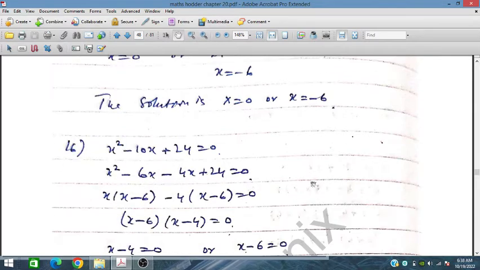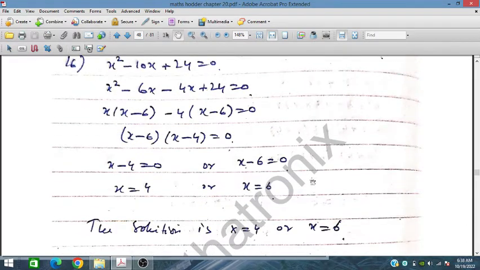The solution is this. So for this one, x square minus 10x plus 24 is equal to 0. We take out these two factors 4, 6, and when multiplied we get 24, when added minus 10. So we have x is equal to 4 or x is equal to 6.